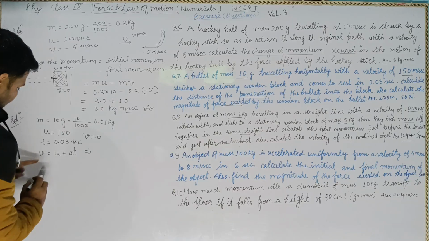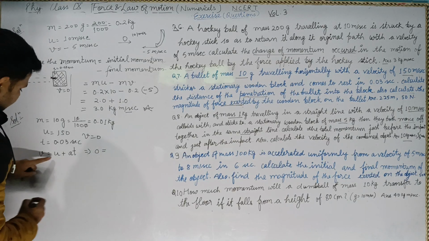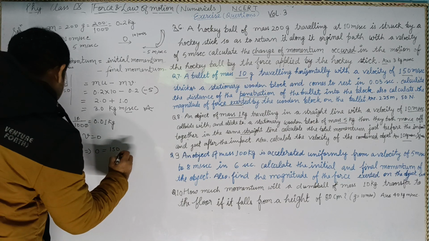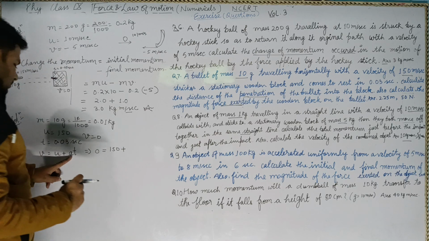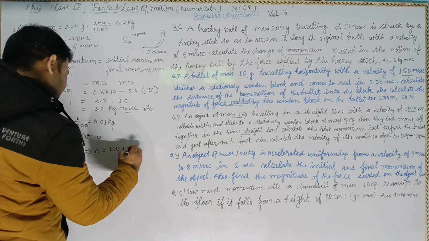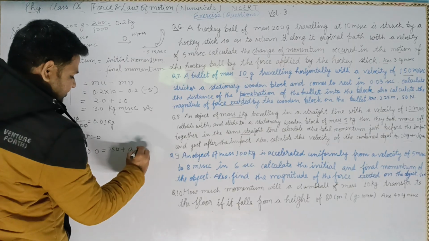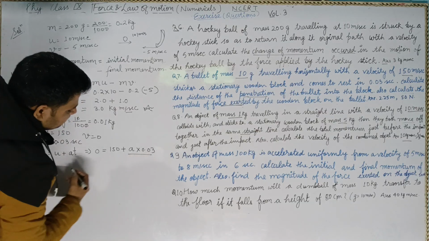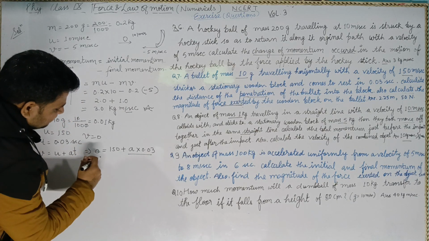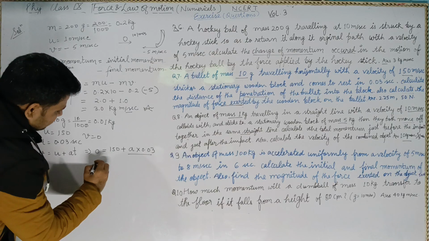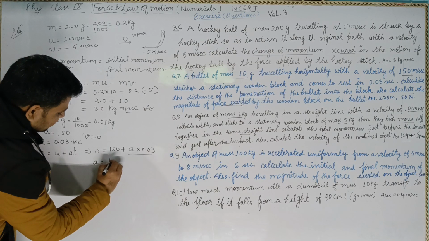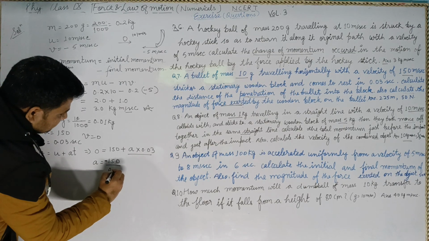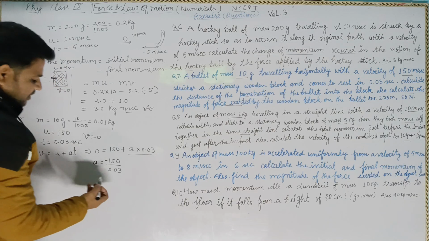Final velocity v is equal to 0. Initial velocity u is equal to 150 meter per second, and acceleration is not given here, so we have to find a. T is given as 0.03. We solve it. We take 150 to the other side, so a is equal to negative 150 upon 0.03.